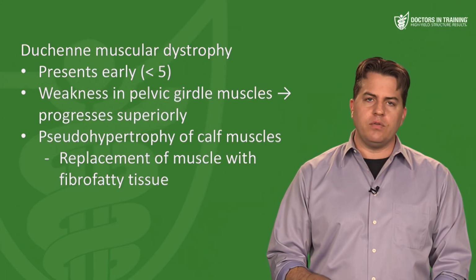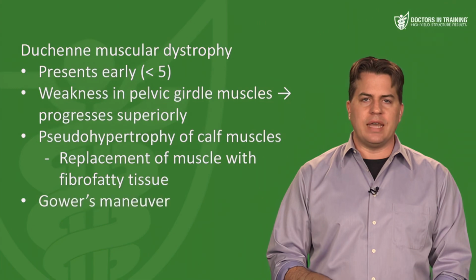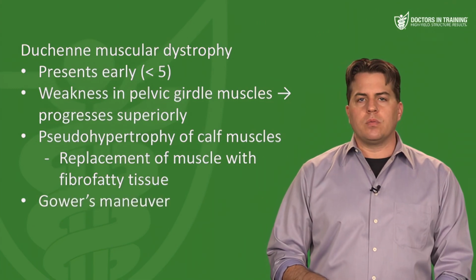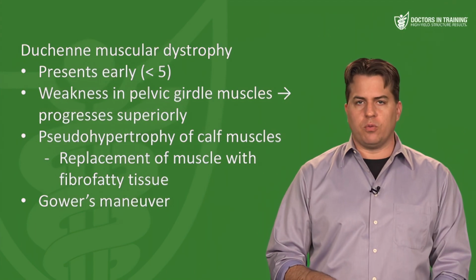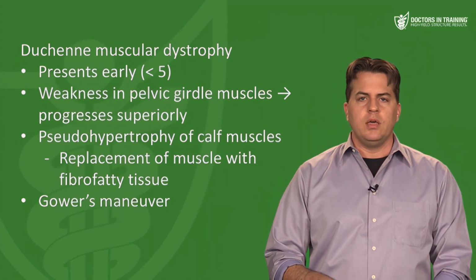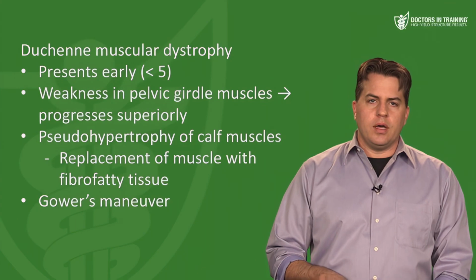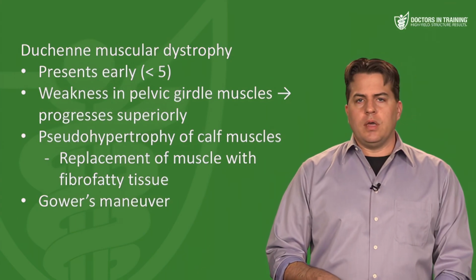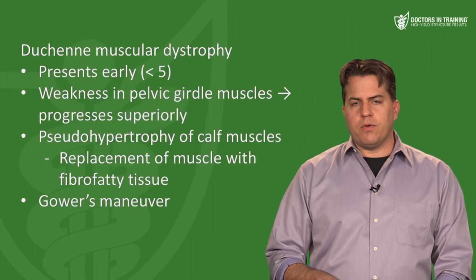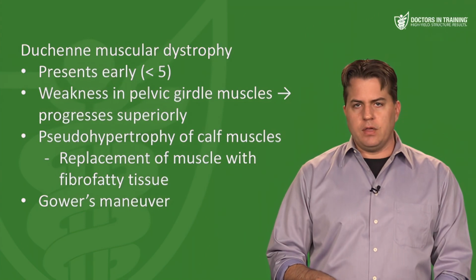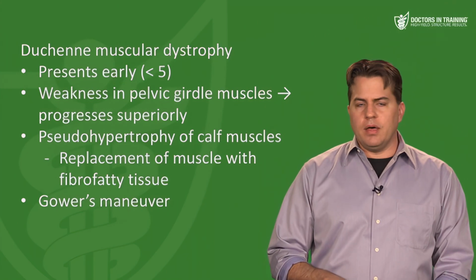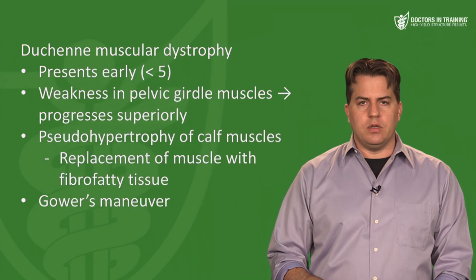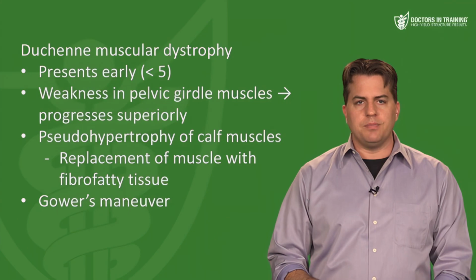Another classic sign of Duchenne muscular dystrophy is called Gower's maneuver. These kids can't stand up from a squatting position because their proximal leg muscles are weak. So they get up off the floor by using their arms, and they walk their hands from the floor to their feet and then up their legs to stand up. You can find a lot of different YouTube videos that demonstrate Gower's maneuver if you've never seen it.